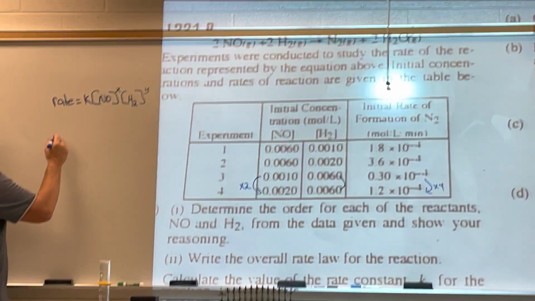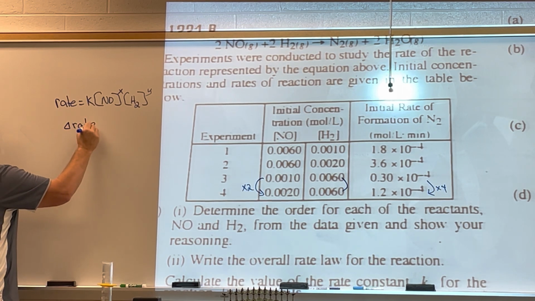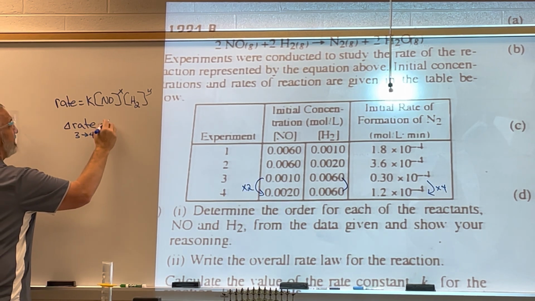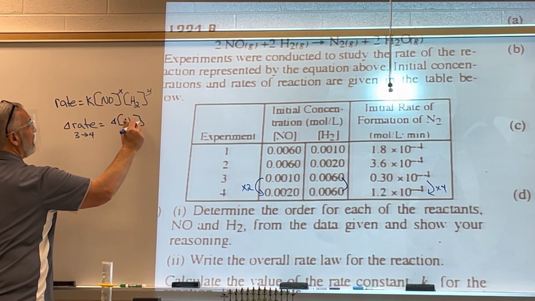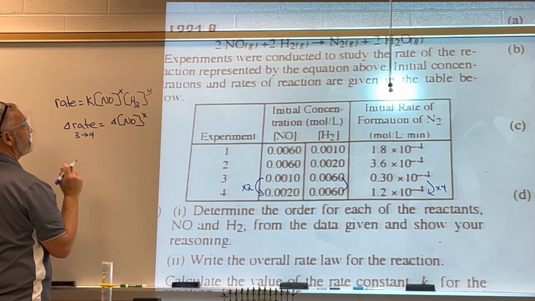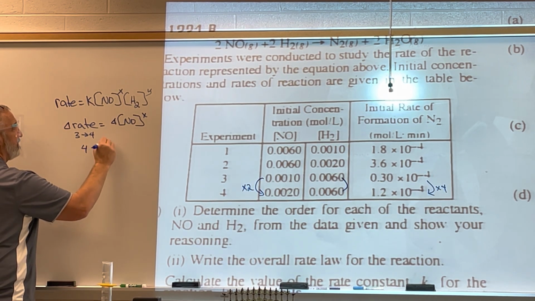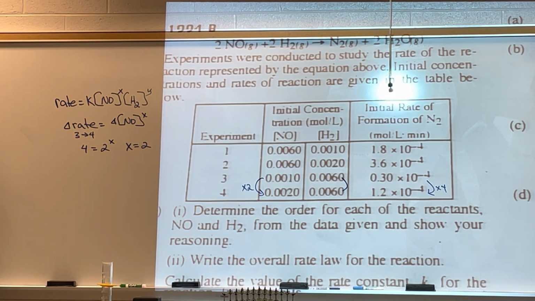So the rate equals 2 to the X. First thing I'm going to say is the change in rate from 3 to 4 is equal to the change in concentration of NO raised to some power X. So then I'm going to say the rate changed by how much? 4 is equal to 2 to the X, X equals 2. To show work, that's what I really want to see. I need to see this, so it explains what's going on.